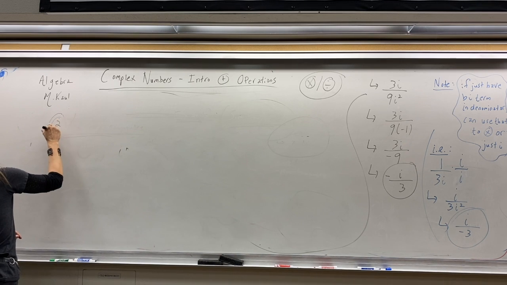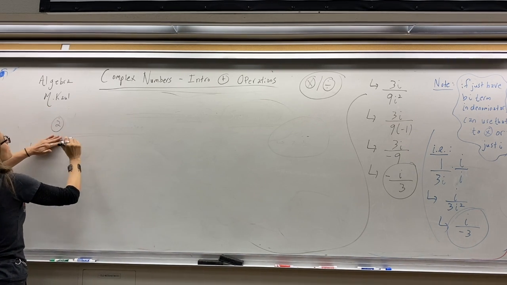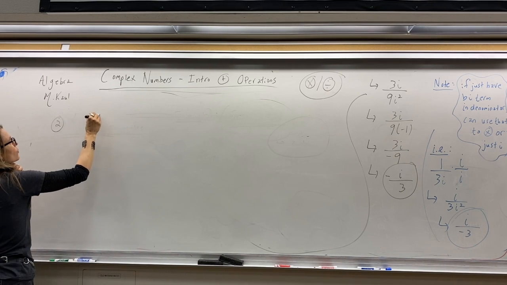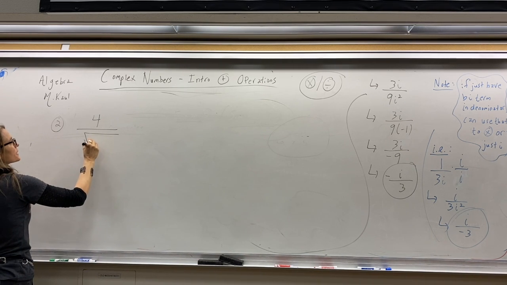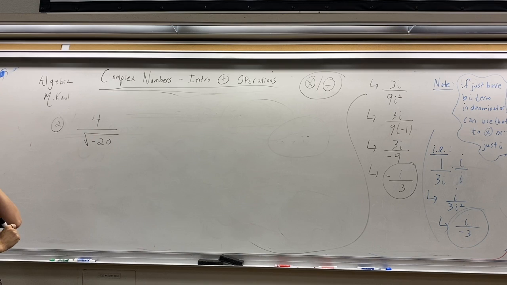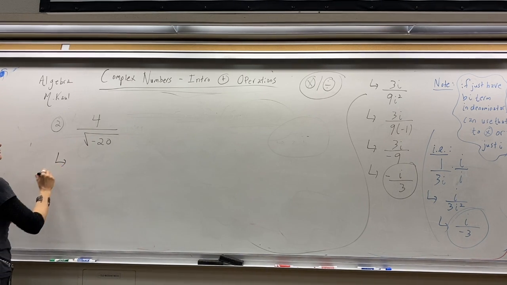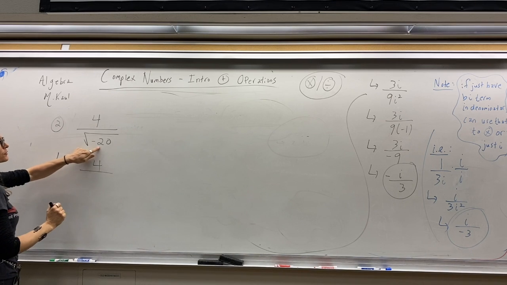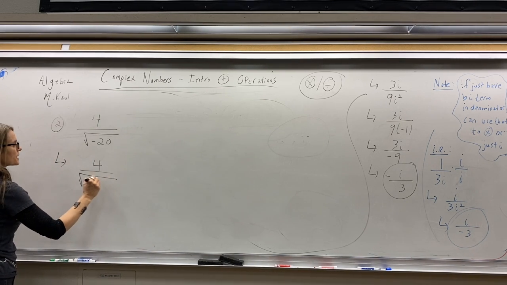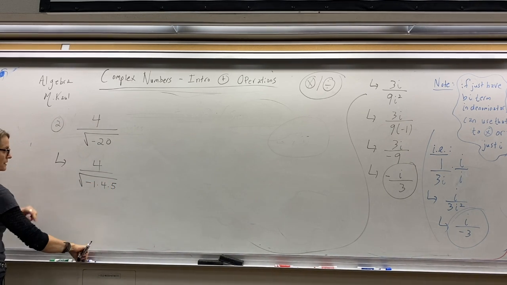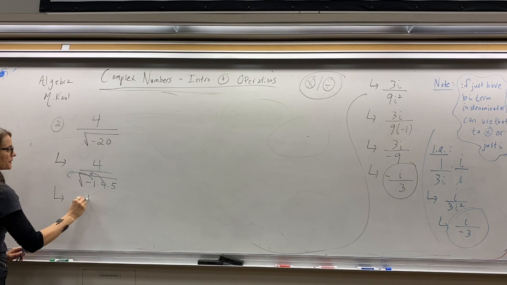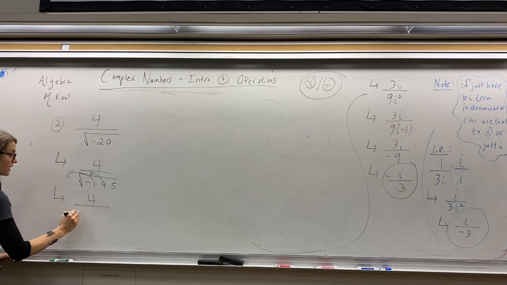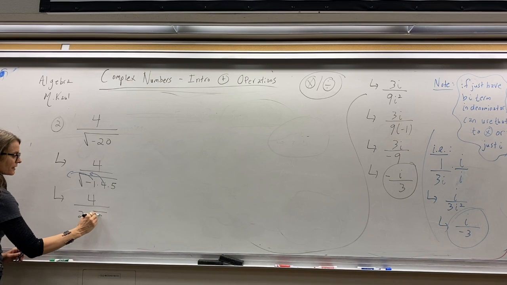So example 2, let's go ahead and use one that has a fraction. Let's say I had 4 over the square root of negative 20. Okay, how would I reduce that and simplify that? I would do 4 over, convert this to my i form. This becomes negative 1 times 4 times 5. This comes out, becomes an i. This comes out, becomes a 2. So I have the expression 4 over 2i square root of 5.